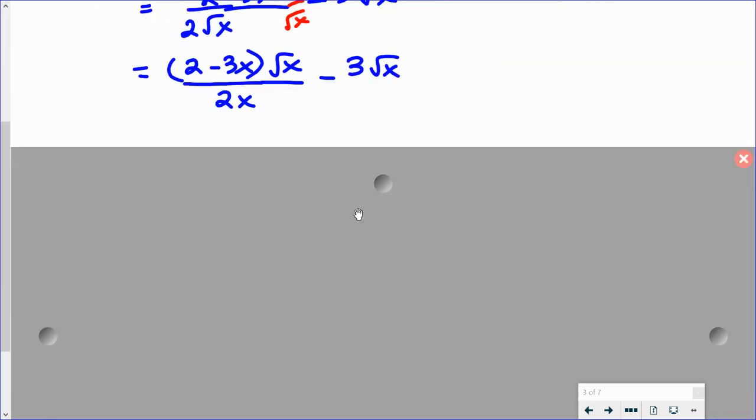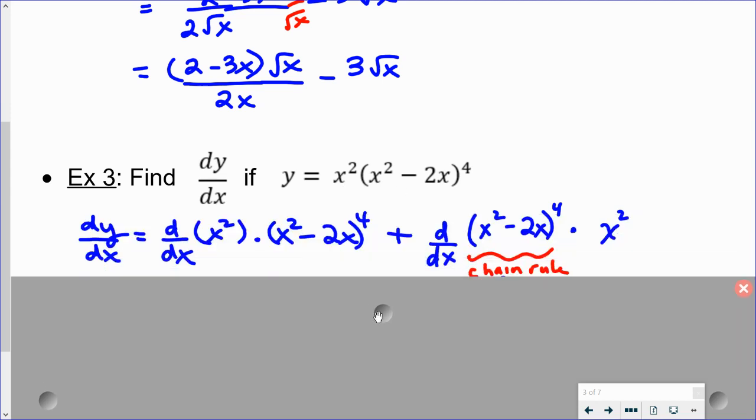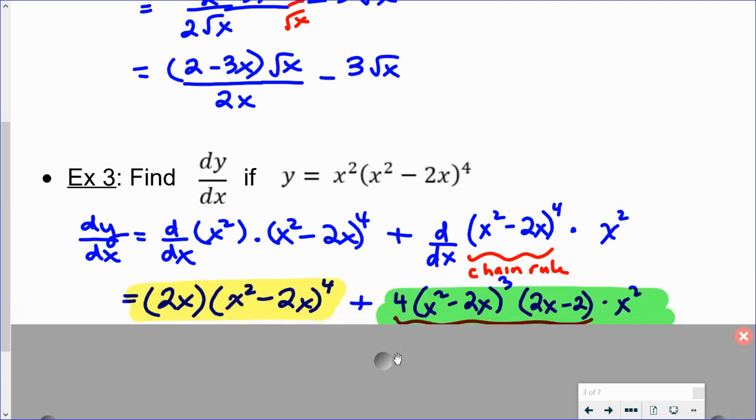One more example. What if I want to find the derivative here? I'm going to have to apply multiple derivative rules. Here I'm using the dy by dx notation, where d by dx indicates taking the derivative of this value. So I'm going to take the derivative of x squared times x squared minus 2x to the 4th as is, and then the derivative of the second function times the first function as is.